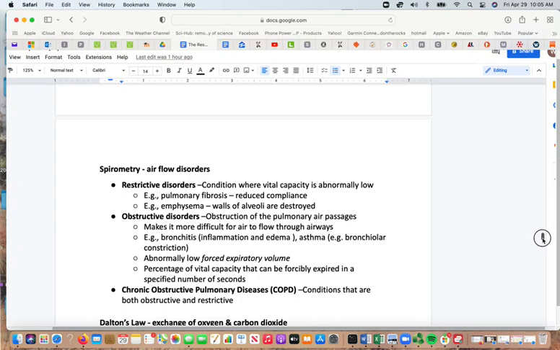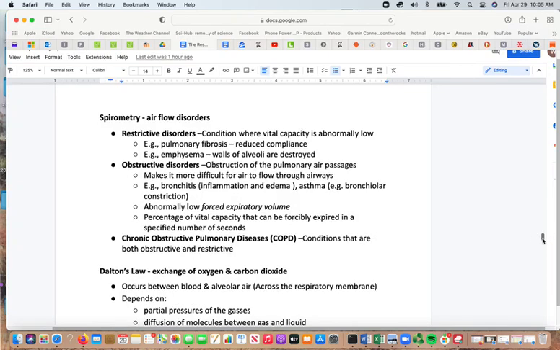So we can have some airflow disorders. Restrictive disorders are conditions where the vital capacity is abnormally low. Pulmonary fibrosis, because of the reduced compliance. Emphysema, the walls of the alveoli are destroyed. With obstructive disorders, you have obstruction of the pulmonary air passages. It makes it more difficult for the air to flow through. So bronchitis, you can have inflammation, edema, asthma that somehow restrict what can go through the passages.